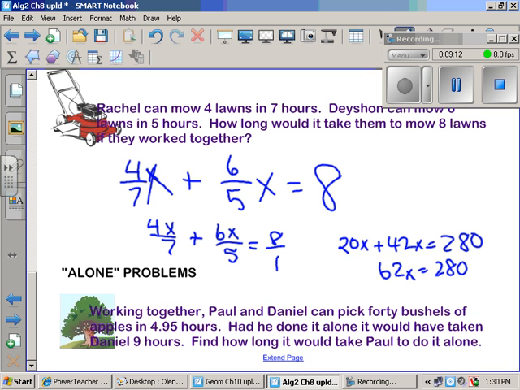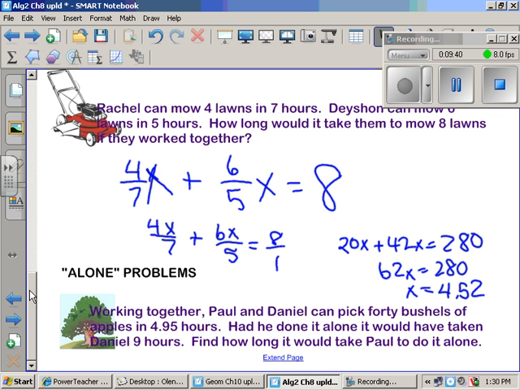Divide by 62, and I get what? How long is it going to take them to do 8 lawns? Right, 4.52, about 4.5 hours. Okay? Try the last one there. The warehouse one? Oh, sorry. Never mind, I didn't have an extra one of those. So everybody understand that, though? That's for more than one job.